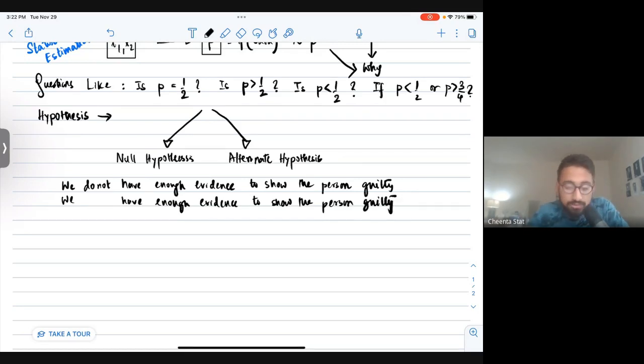So the idea is that we are using the data to test whether we have enough evidence to show the person is guilty, or we don't have enough evidence to show the person is guilty. So if we remove this, to show the person guilty, this is the aspect of the null hypothesis.